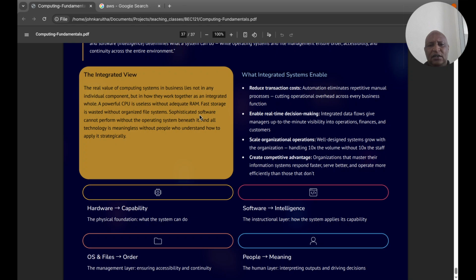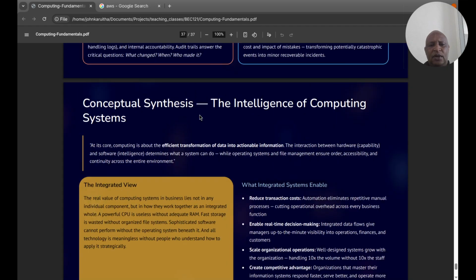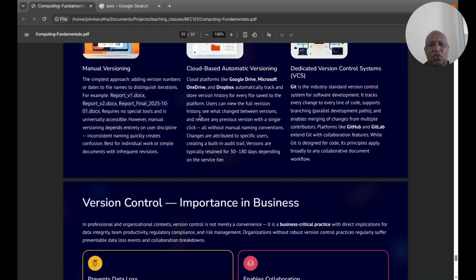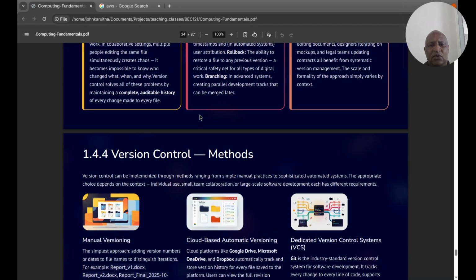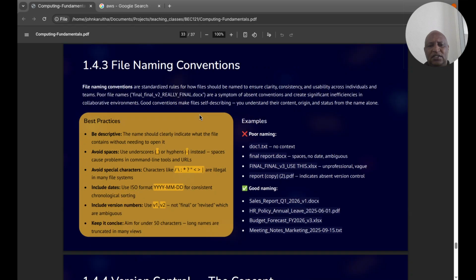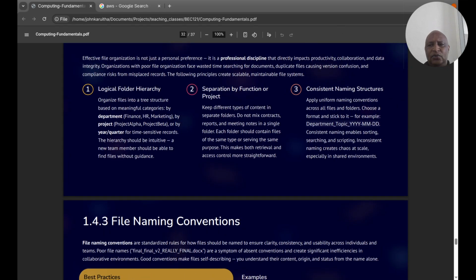So with that, I want to bring that to a close. We are going to have a practical lab where we look at all these things. What is a file? What is a folder? What is this? What is that? And I'm sure you'll be happy to see how it all works out. So thank you very much.